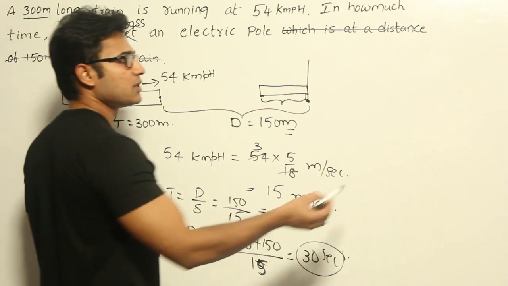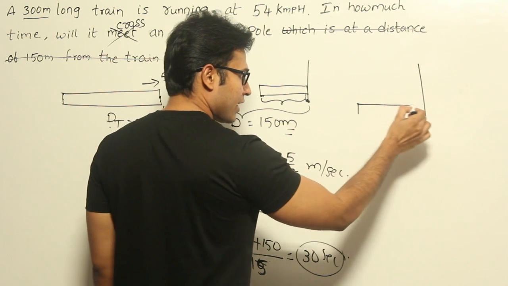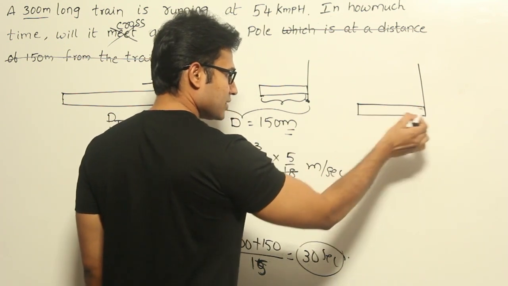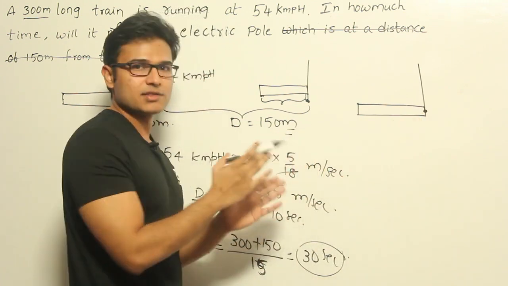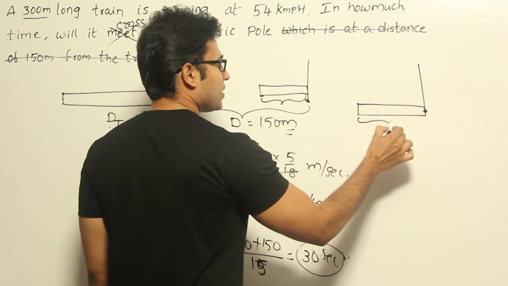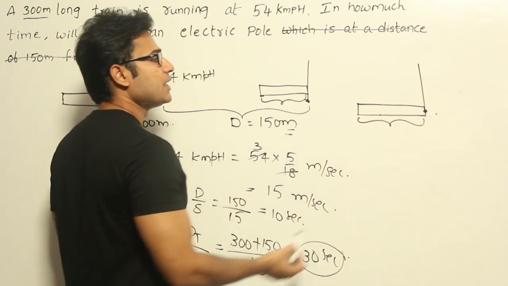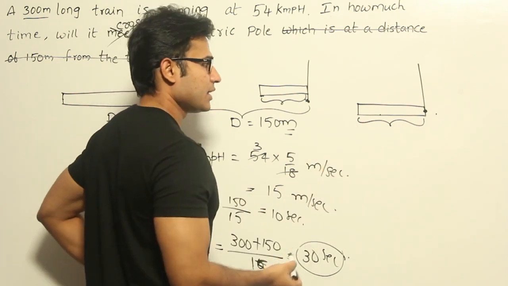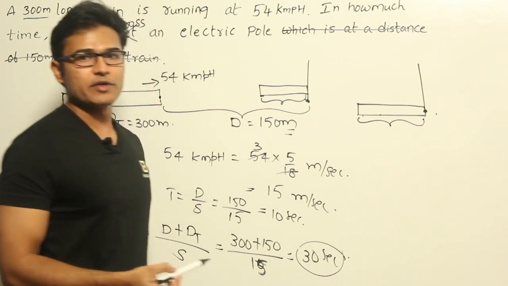So in that case, what you can assume is that the pole does not have any distance from the train, which means the front of the train and the pole are exactly at the same point. You can assume it that way, right? In that case, the time taken for the train to cross the pole completely will be equal to the time taken by the train to cover a distance equal to the length of the train.